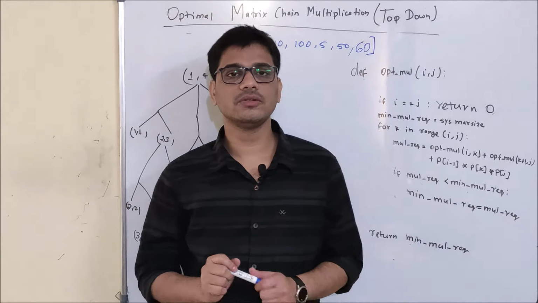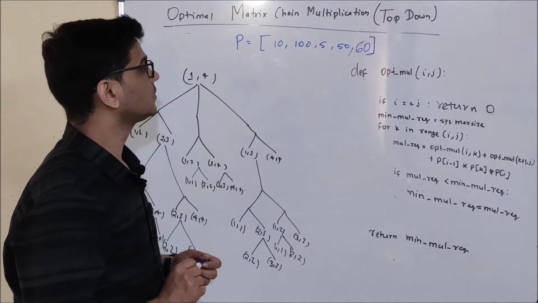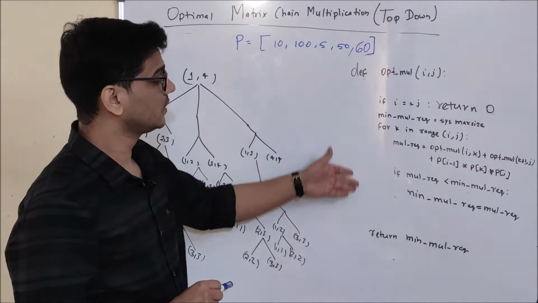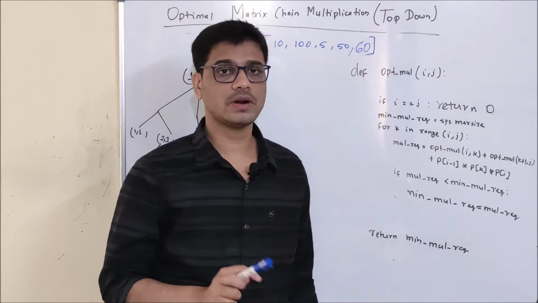Hello friends, in today's video we are going to see top-down code for optimal matrix chain multiplication. In my last video I have already explained the recursive code and the recursion tree, and after analysis we found out that we can apply dynamic programming here.